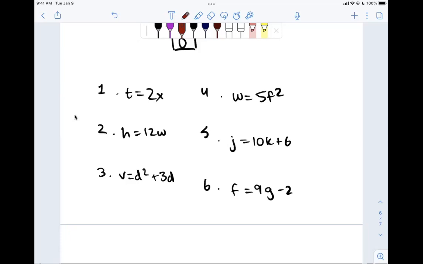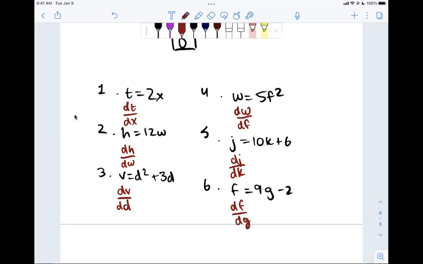All right, so the first one, we're looking at the derivative of t with respect to x. So we're going to look at dt dx. All right, then for this one, we're going to have dh dw. All right, for this, we have v as a function of d. So we're going to do dv dd. I don't like that notation very much, but normally it would be better not to use d over here, but anyway. All right, over here we would have dw df. Over here we would have dj dk. And finally here we would have df dg.